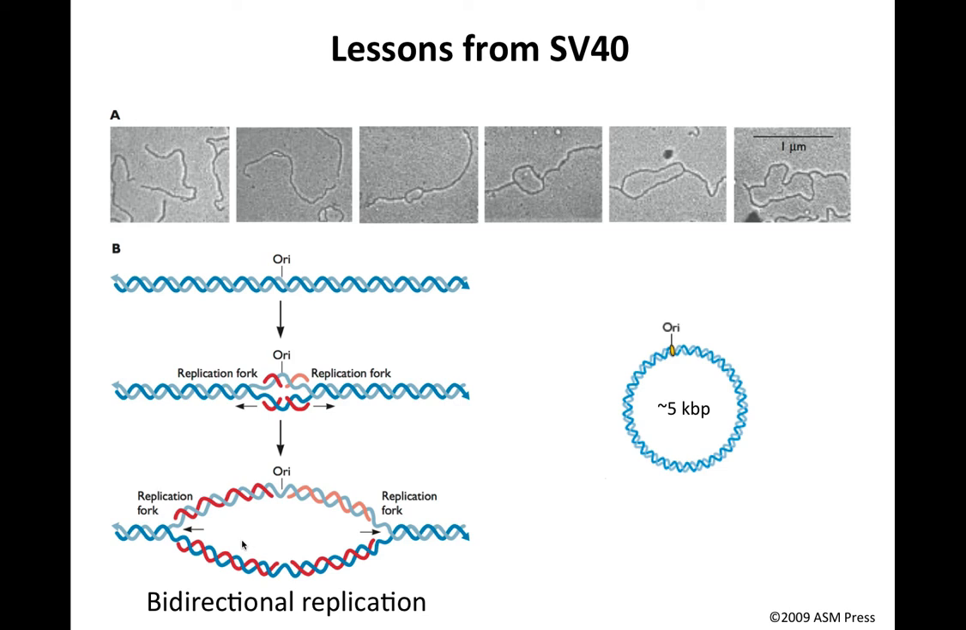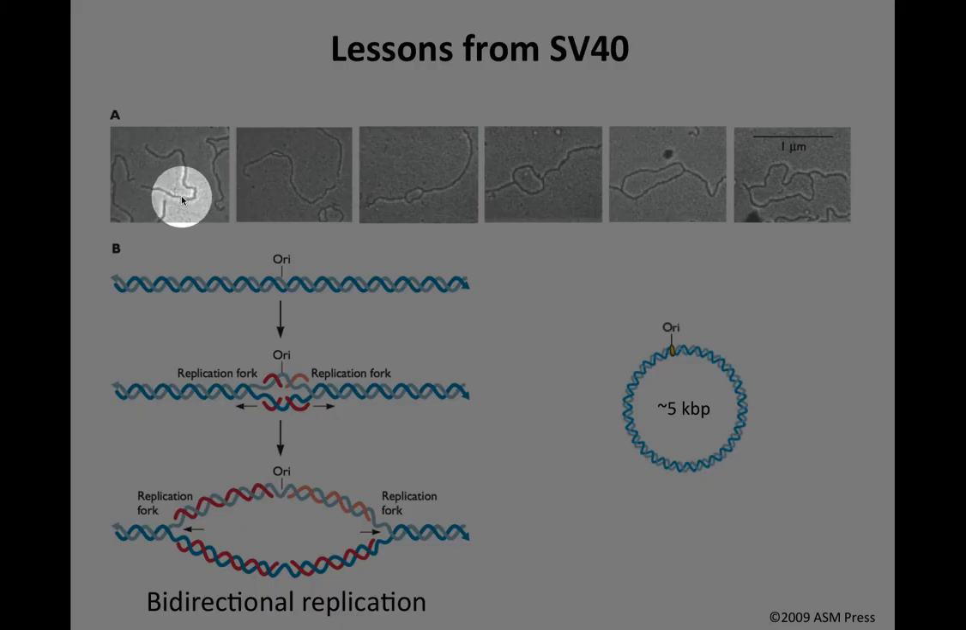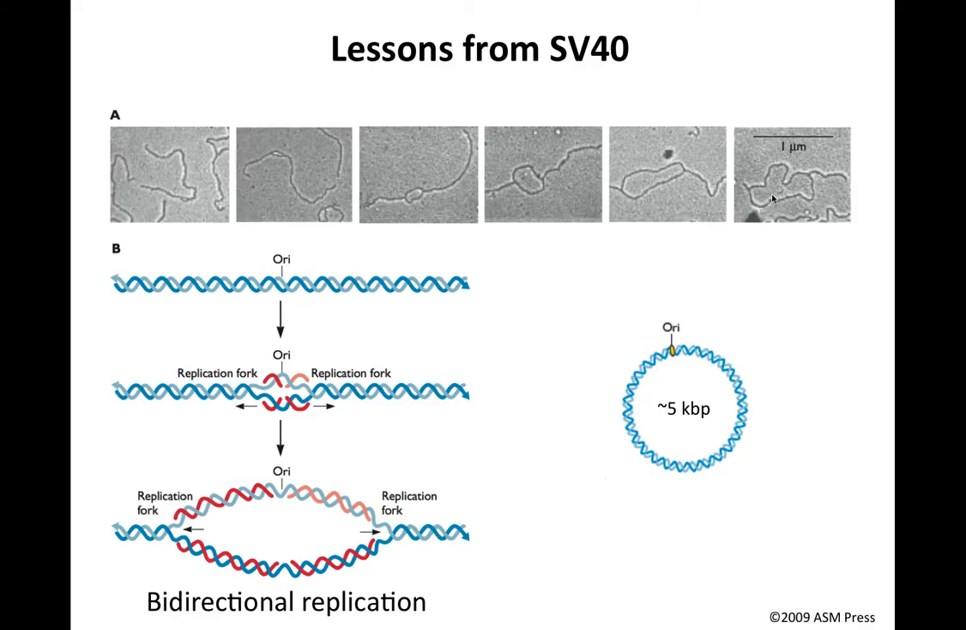So in fact, if you replicate SV40 in vitro for different amounts of time and then look at the products in an electron microscope, you will see these bubbles growing bigger and bigger, and that's what's shown in the panel of figures at the top. Now on the left is early after the initiation of DNA synthesis, and you can see a very small bubble here. This bubble gets bigger and bigger as the replication forks, and there are two of them, move away from the origin of replication. So early in replication, you have a small bubble shown here. As the replication forks move to the left and the right, the bubble gets bigger.